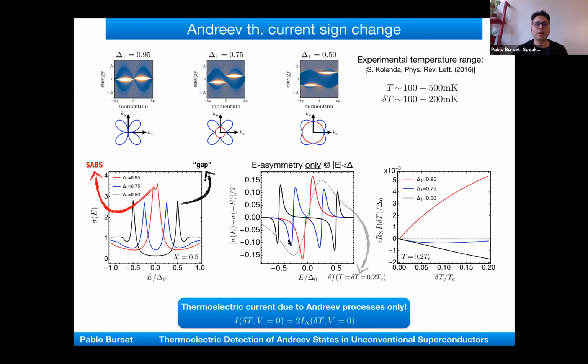The important thing here is that all this antisymmetry takes place inside the gap, so it's only due to Andreev processes. Indeed, the total current without applied voltage is just given by the Andreev component of the current. That's why we call it an Andreev thermoelectric current.